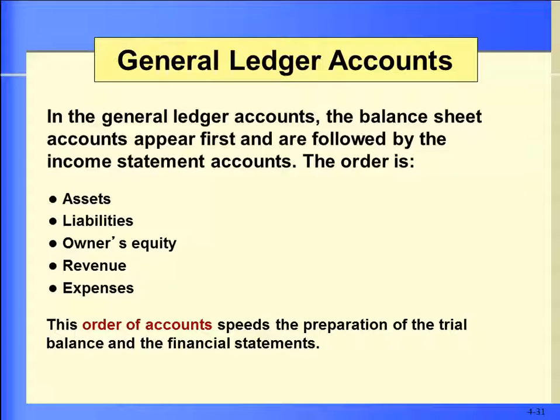So what we're going to do here, after we're done posting, we're going to create a trial balance. Then after that trial balance, we're going to have adjustments. Then after the adjustments, we'll have an adjusted trial balance. Then we can make the income statement and the balance sheet. And that whole process is called a worksheet.